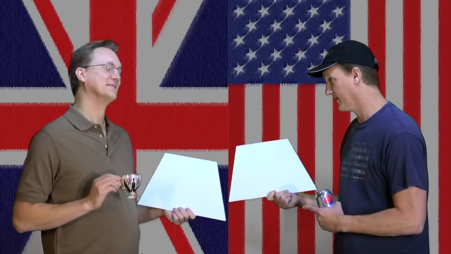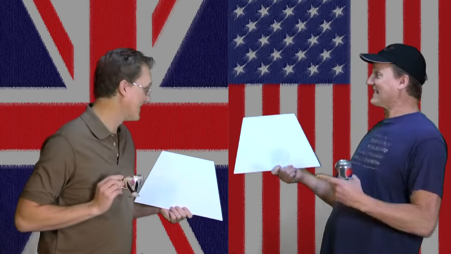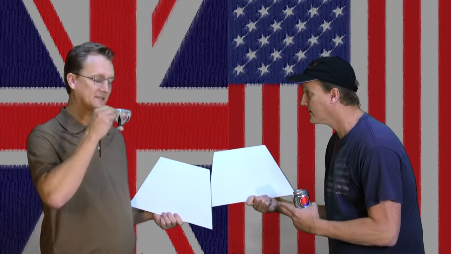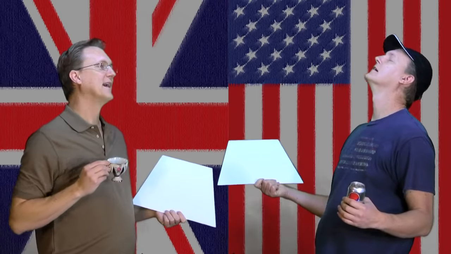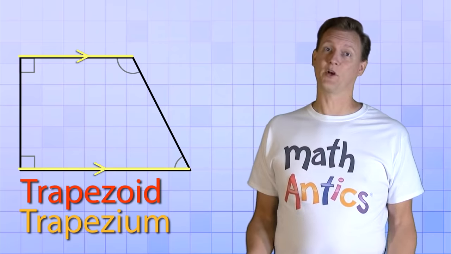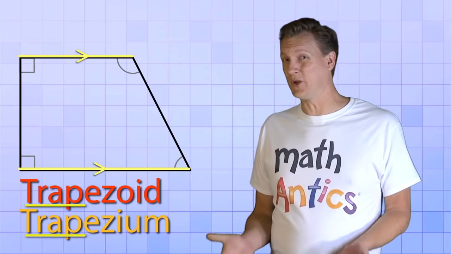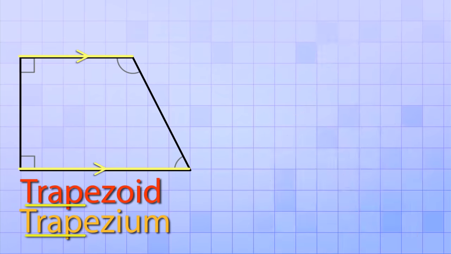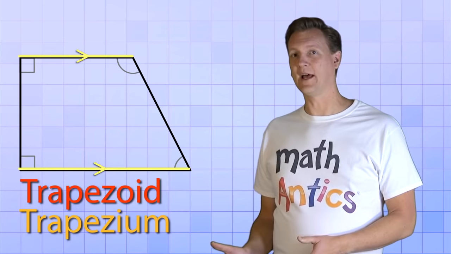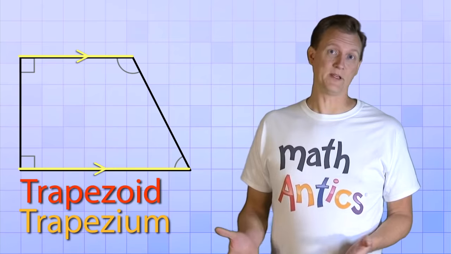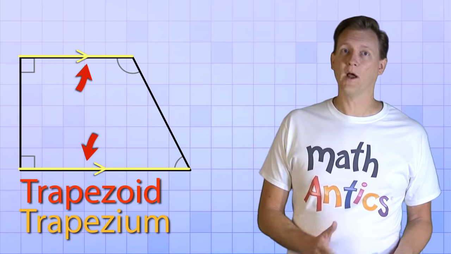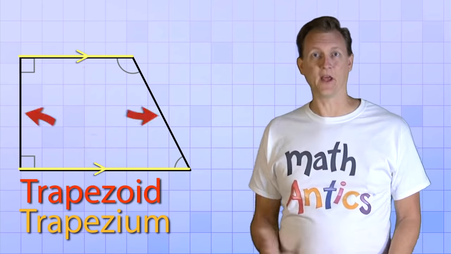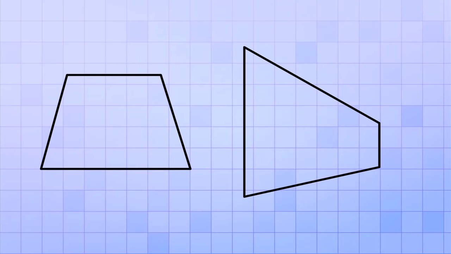Trapezoid. Trapezium. Trapezoid. Trapezium. It's a trapezoid! At least they both start with the word trap, so it's not too confusing, yet. Okay, so this quadrilateral is a trapezoid, or trapezium, because it has only one pair of parallel sides, and the other sides are not parallel. Here are a couple more examples of quadrilaterals that have only one set of parallel sides.